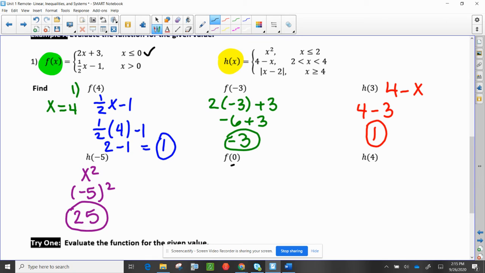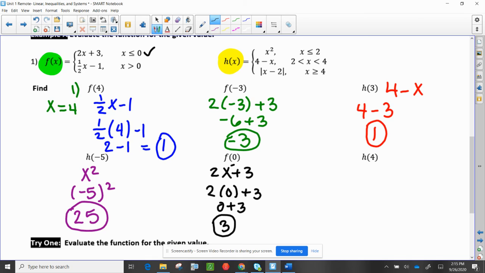So be on the lookout for those equal to's because they're going to help you. So that means we're using the 2x plus 3 equation. So if I plug my domain value into that function, 2 times 0 plus 3, I get 0 plus 3. Final answer, 3 on that one.